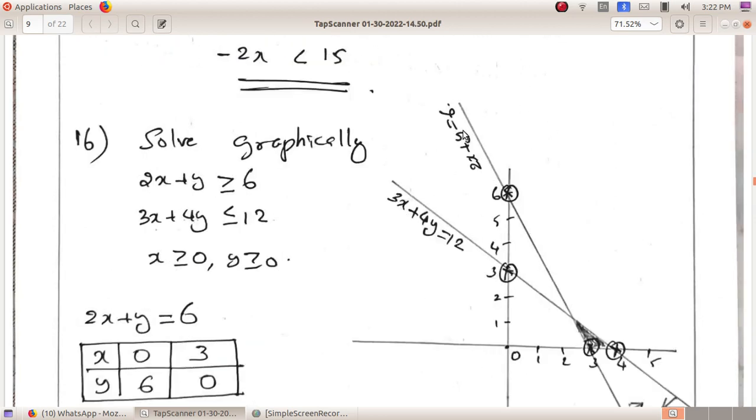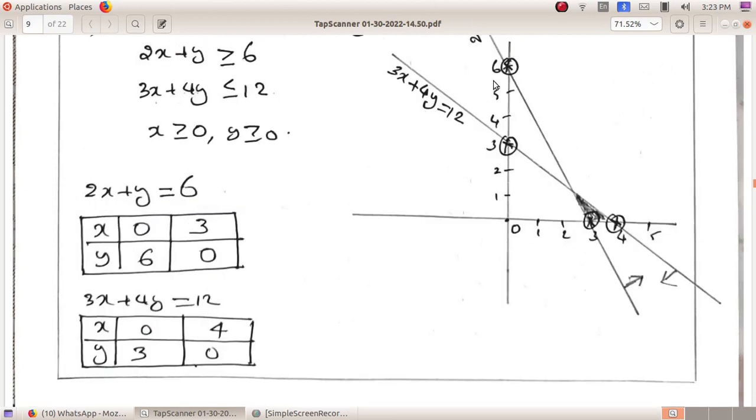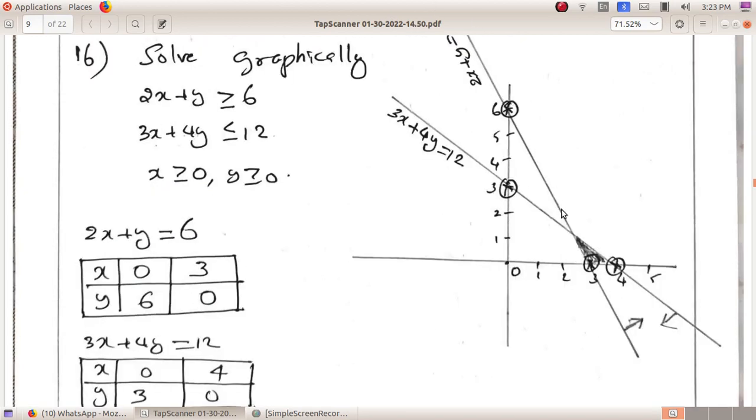2x plus y equal to 6. Similarly, by using this table, you can draw another straight line, this one. Then first you take this first straight line. This straight line has two parts, one is this part and another is this part. So you can make shade on either this part or this part. First you consider this part.